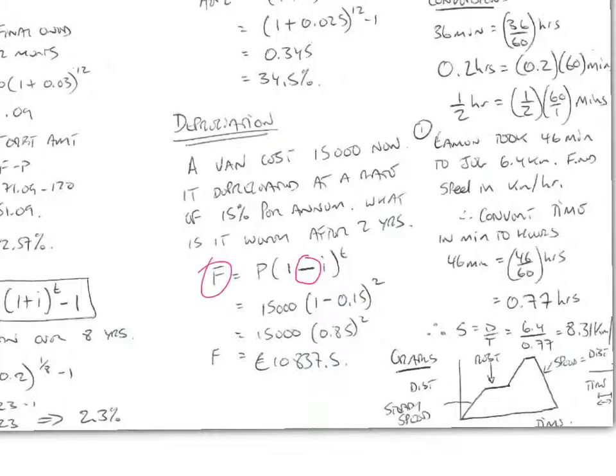Its final value is equal to the principal, the initial value, times the multiplier 1 minus 0.15, which is basically 15%, 15 over 100, 0.15. Time t is 2 years, so we see that the final value, having depreciated over 2 years at 15% per annum, is €10,837.50.